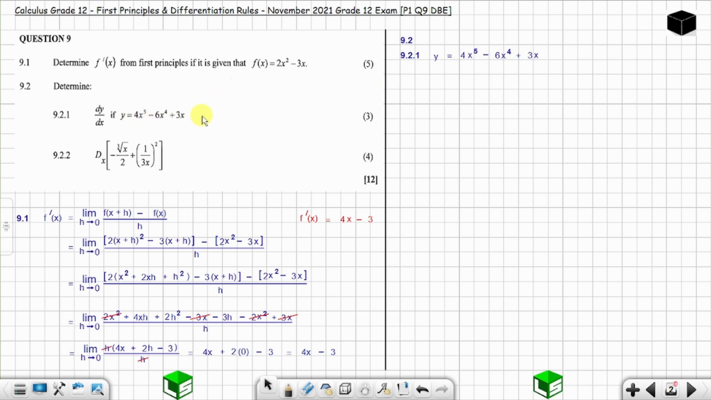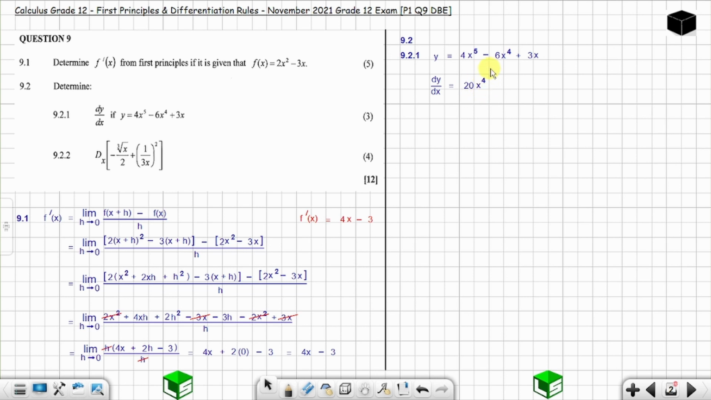So the derivative of y with respect to x is equal to, the exponent is 5 and the coefficient is 4. 5 times 4 is 20, times x to the power of 5 minus 1. You subtract 1 from the exponent, you have now 4. So you have 20x to the power of 4.